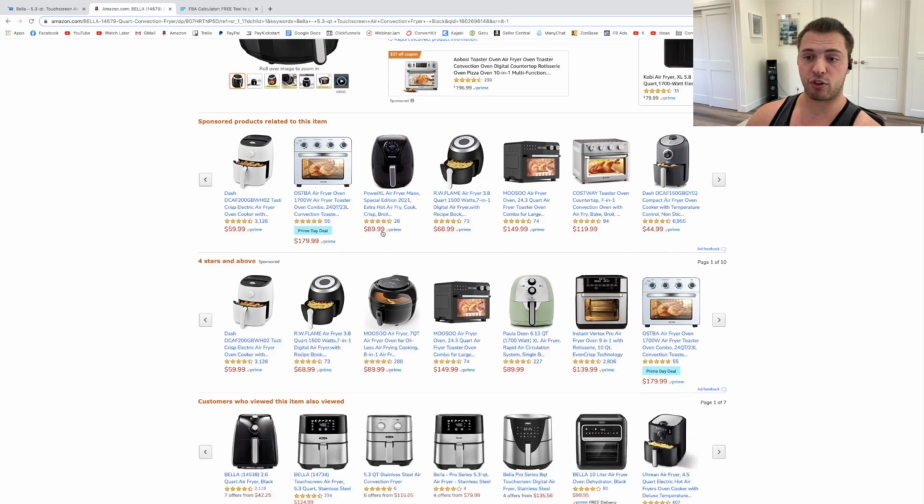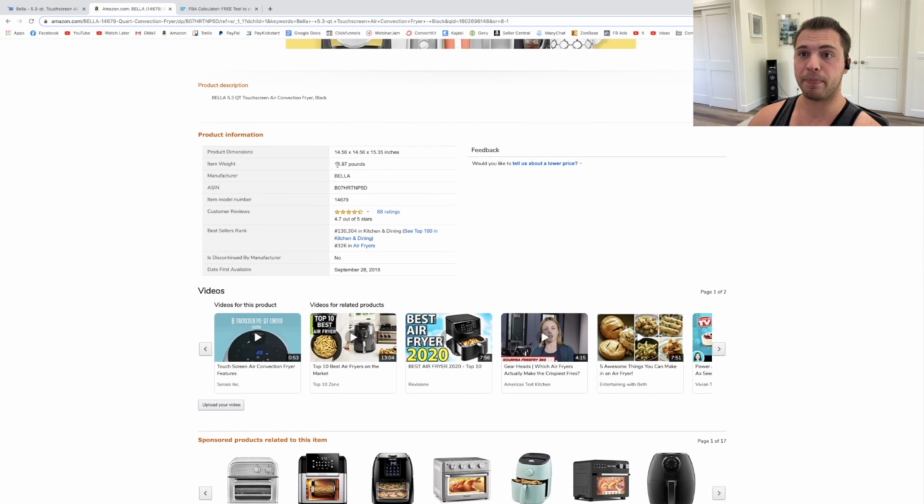Let's see on Amazon. If we scroll down, we can see the product size and weight as well. So it's 15 pounds. So it's a big boy. And it's about a foot by a foot by a foot. So it's a good size package.